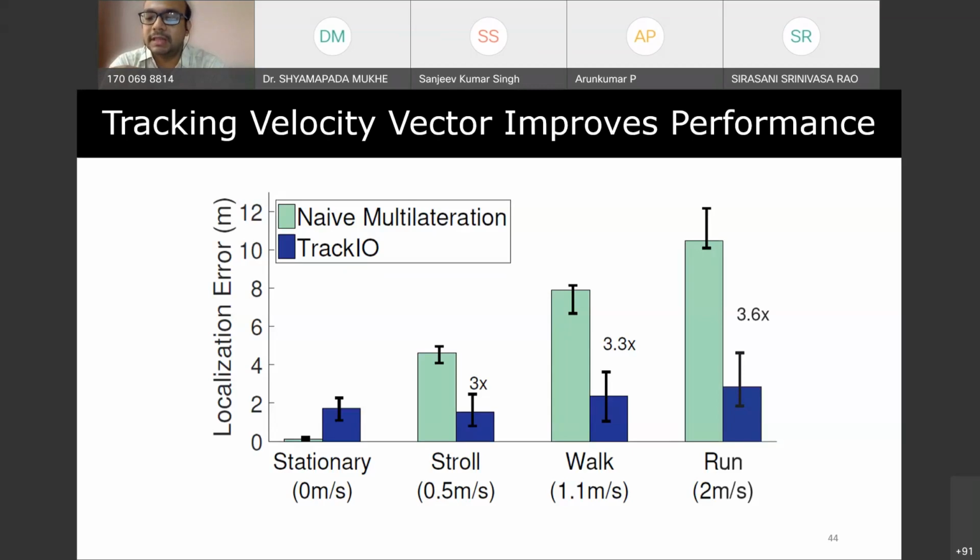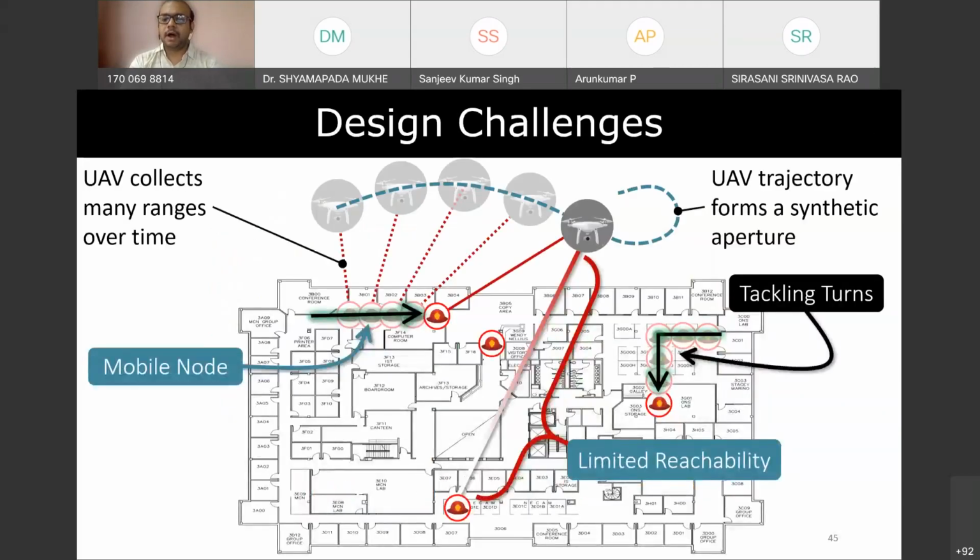We are getting something like 30 to 40%, or actually 300% improvement, the 3x or 3.3x compared to your naive multilateration technique. So just see how a minor modification of multilateration can give you huge improvements, right? Instead of solving for locations, we try to solve for velocity, and then simply solve the nonlinear least square kind of problem. Now, how do you tackle turns?